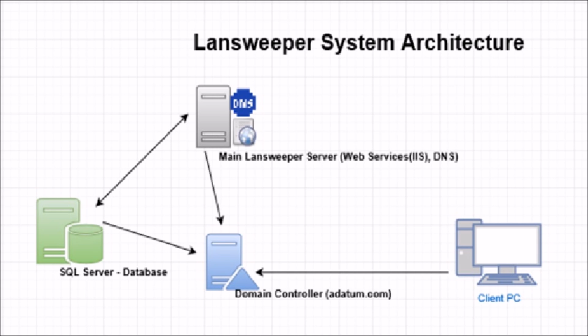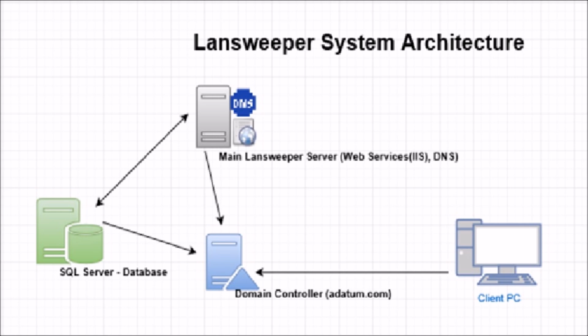We have the main Lansweeper server, the SQL server with the database, the domain controller, and the client PC. The main Lansweeper server hosts a web console installed under the web services IIS, and it also needs the DNS server installed. On the other side, I installed the SQL server with the database, and it should be connected to the main Lansweeper server. I mean, the main Lansweeper server and the SQL server should contact each other.